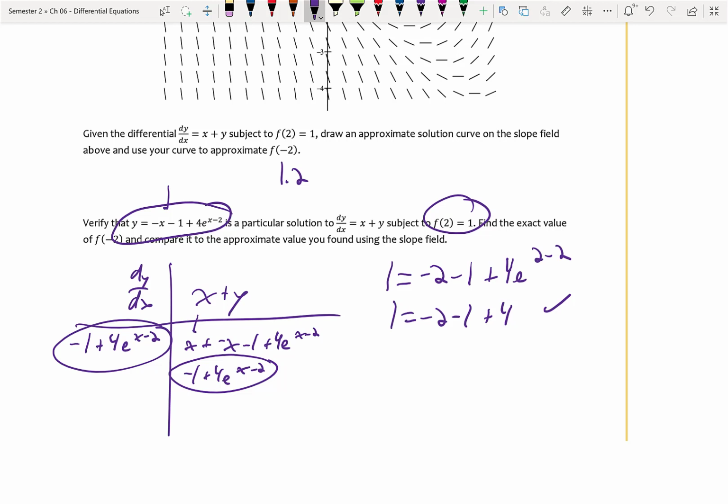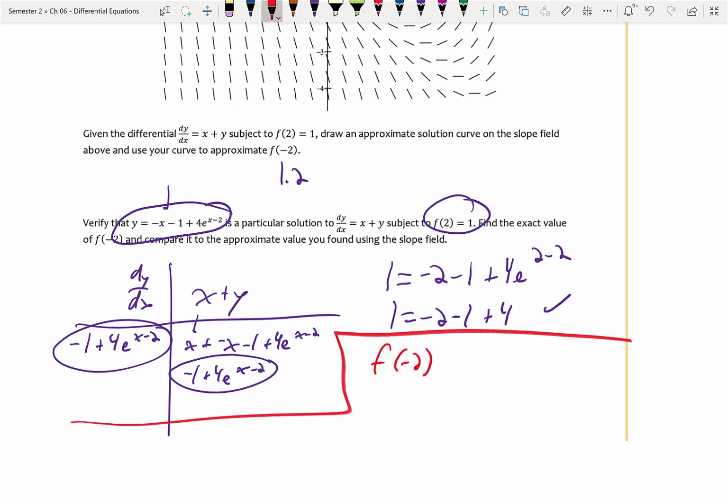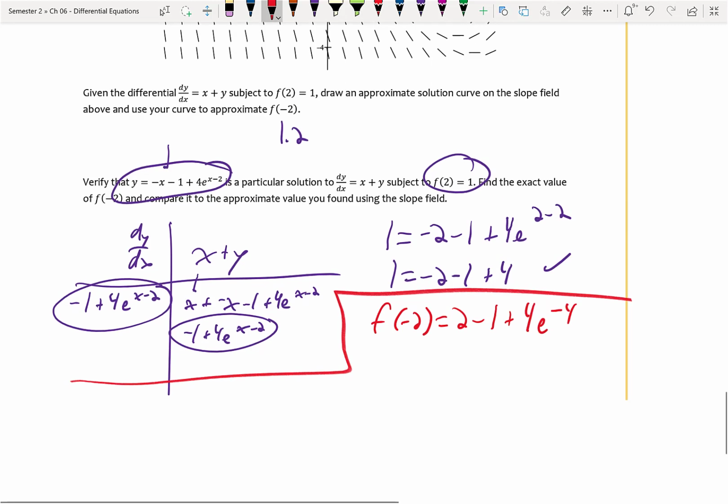It did it in reverse. You guys can't really easily separate these at all and do that, but it gave you what a solution is. So let's read what it says. It says find the exact value of f of negative 2. So it's like, yay, we verified that we have a solution. Now let's figure out what f of negative 2 is. f of negative 2 would be 2 minus 1 plus 4e to the negative 4, or 1 plus 4 over e to the 4th.